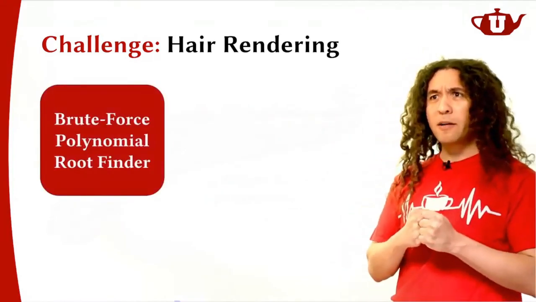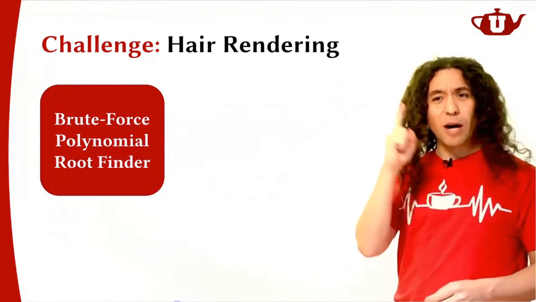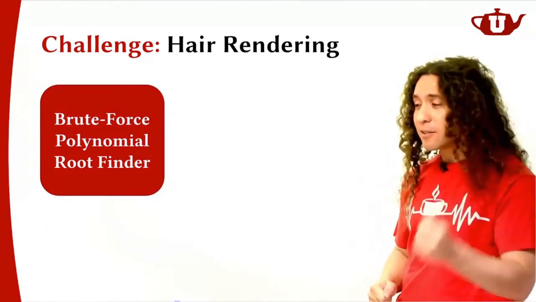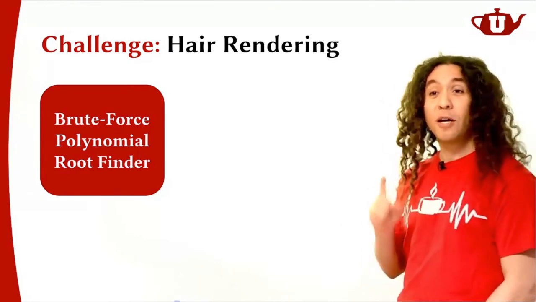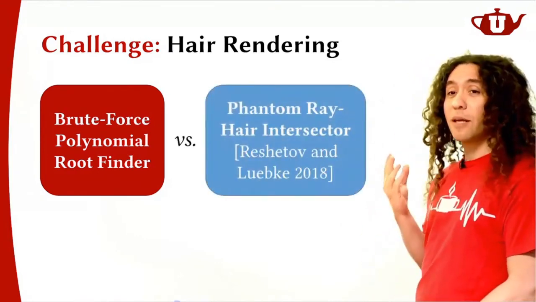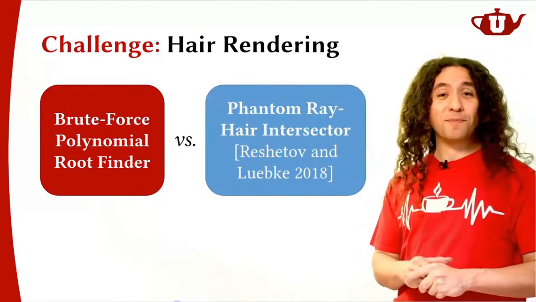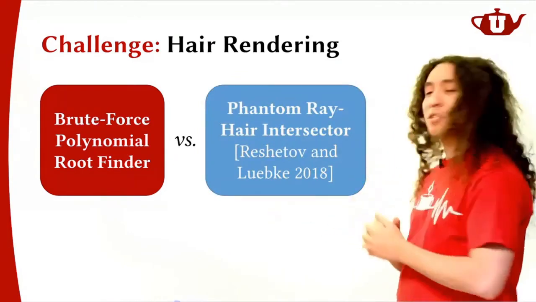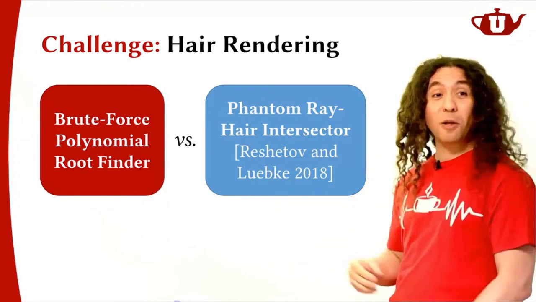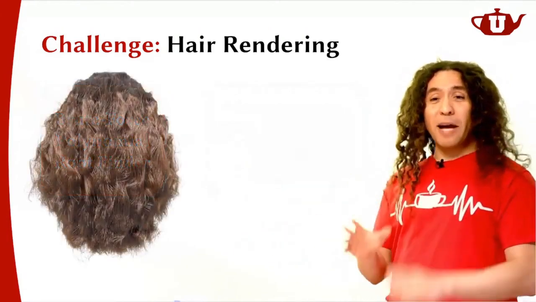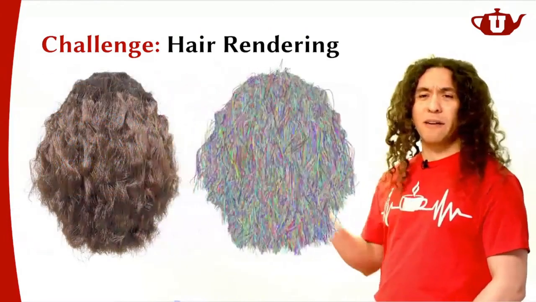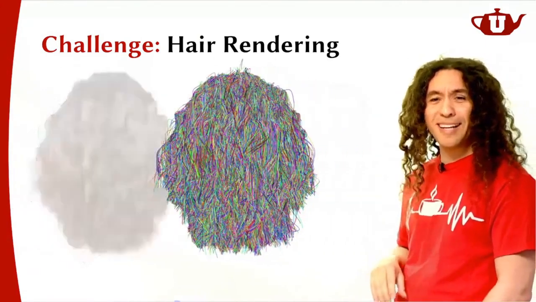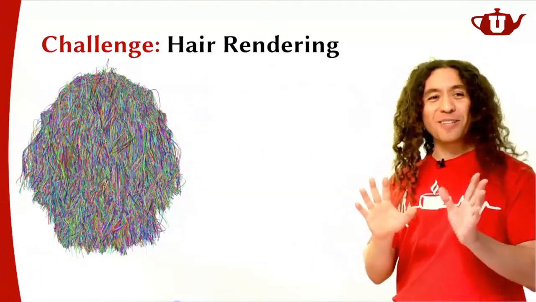Well, how am I going to know if it does well? The reason why I picked this problem is that there exists an excellent high-performance solution for this problem in the form of the Phantom Ray Hair Intersector. So we're going to see how these two solutions compare and see if we can get anywhere close to it, right? We're going to do hair rendering, but we're not going to do shading and everything. We just want to do ray intersections. So we're going to render something boring like this, and let's see what the results look like.